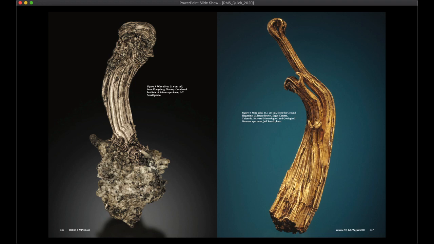Given that we have only recently begun to unravel the origins of wire silver, it's not surprising that very little is known about the growth of wire gold. The uniqueness of the wire habit has led us to hypothesize that wire silver and wire gold form by a common process. Therefore, we will consider what our recent observations of wire silver growth can tell us about the origins of wire gold.